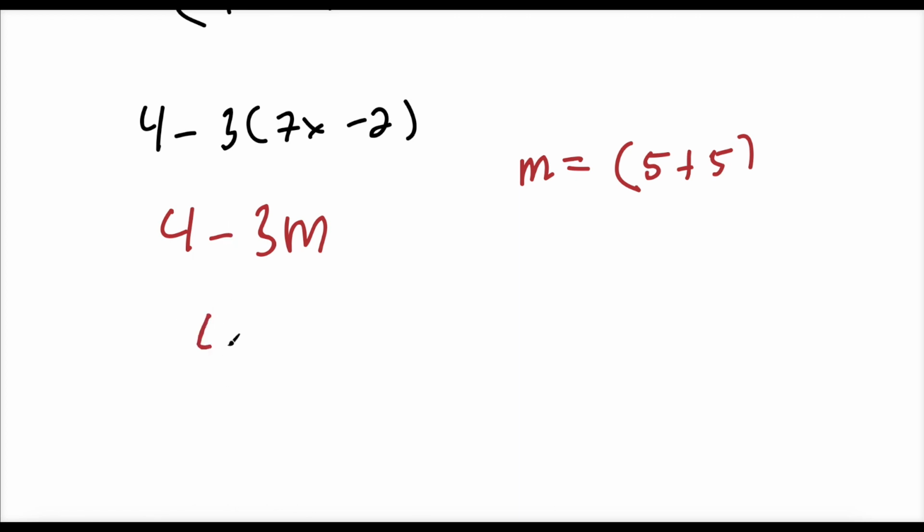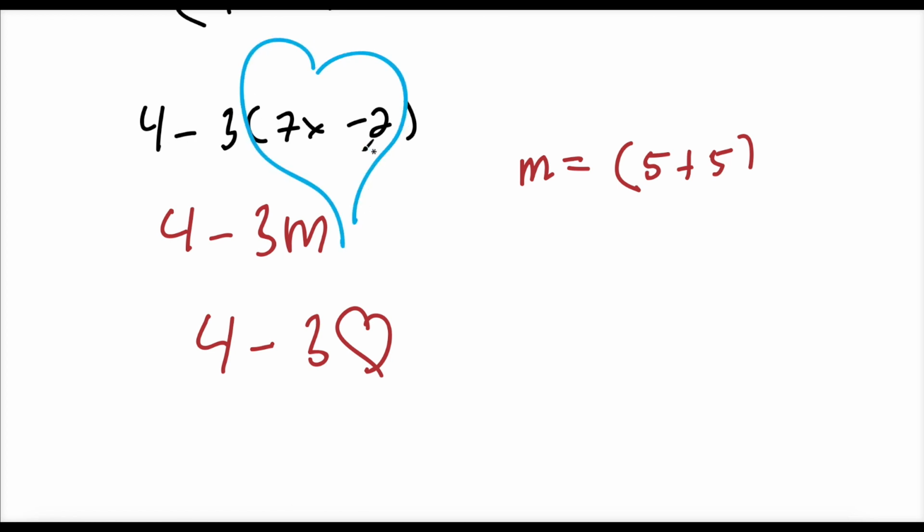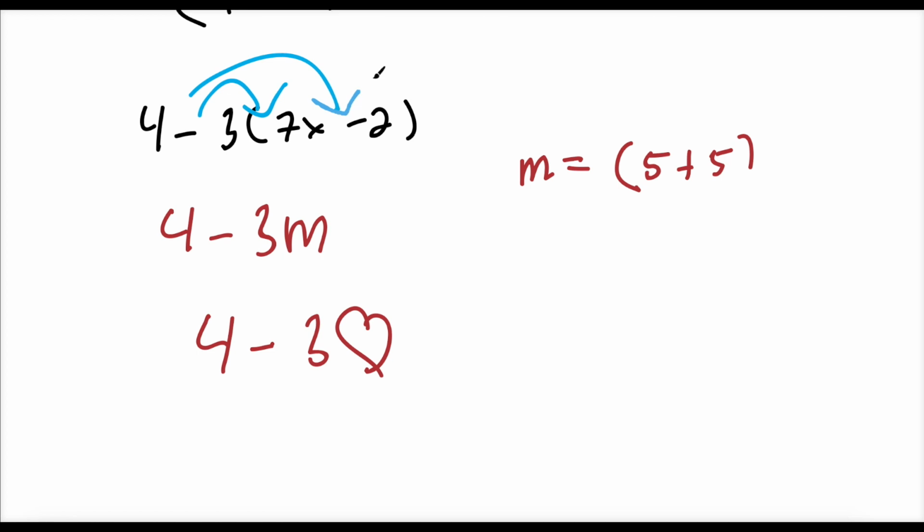What about 4 minus 3 hard? So here, this whole thing is a hard. The 4 can't talk to the 3 because the 3 is stuck to that hard. That hard just happens to be 7x minus 2. So you have to kind of open this up first in order to connect things. And the way you open it up is by distributing. And then once you do that, the parentheses go away.